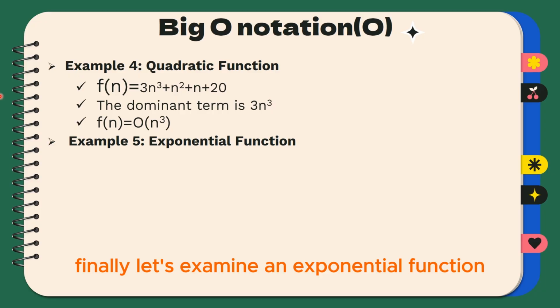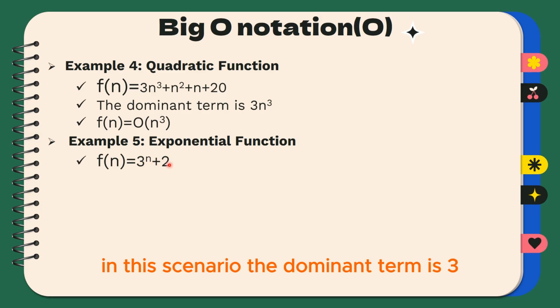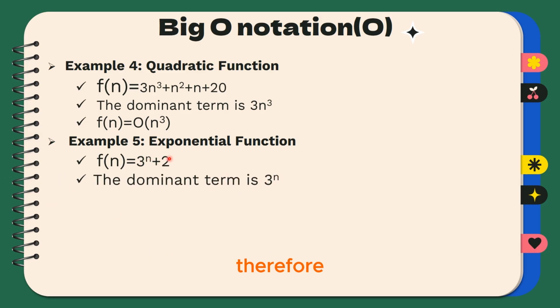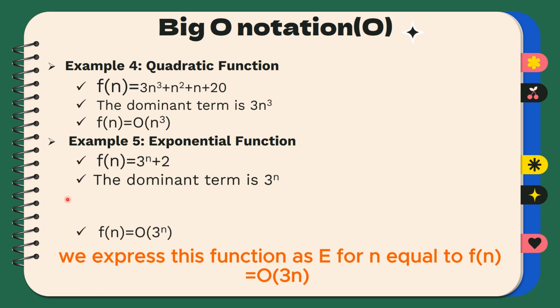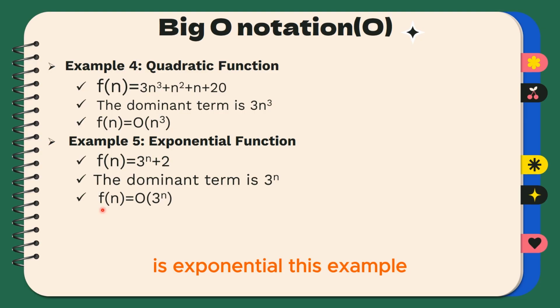Finally, let's examine an exponential function. f of n equal to 3 to the power of n plus constant 2. In this scenario, the dominant term is 3 to the power of n. As n increases, the constant 2 becomes insignificant. Therefore, we express this function as f of n equal to big O of 3 to the power of n. This shows that the growth rate of f of n is exponential.